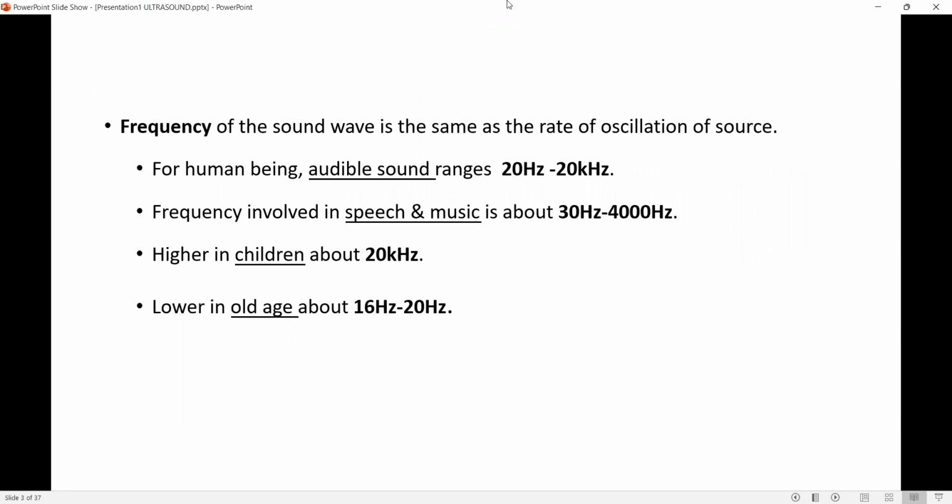For human beings, the audible sound range is what? 20 Hz to 20 kHz. That means 20 to 20,000. The frequency involved in speech and music is about 30 Hz to 40,000 Hz. It is higher in children, about 20 kHz, and lower in the old, about 16 Hz to 20 Hz.